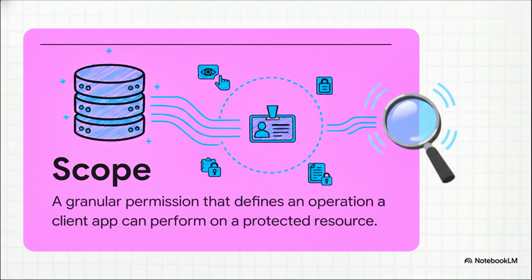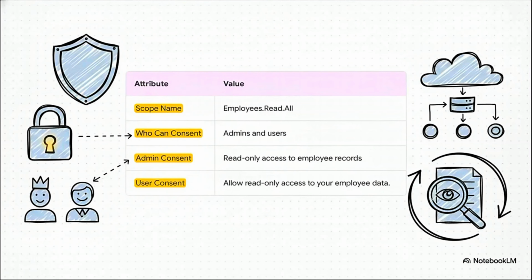It's never something vague like access the employee database. No way. It's going to be something like permission to read the names and email addresses in the employee database. Each scope is a single, tiny rule that gets programmed right onto that digital ID badge. Let's break down a real-world example here. The scope is called Employees.Read.All. Now, look how specific this gets.